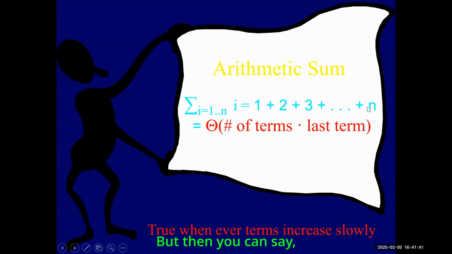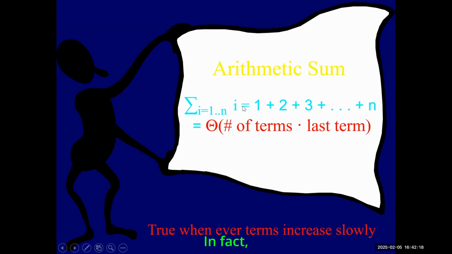But then you can say, if we don't care about the constant in front, what's the middle term? It's n over 2 squared. What's n over 2 squared? It's n squared over 4. So the middle term is big O of the last term. So what's the number of terms? n. What's the last term? n squared. What's the sum? Order n cubed. It's very useful.